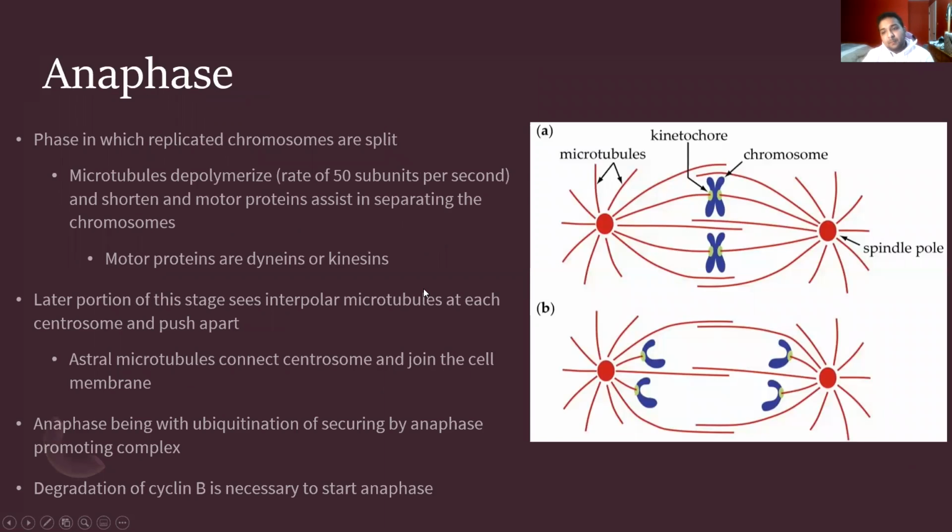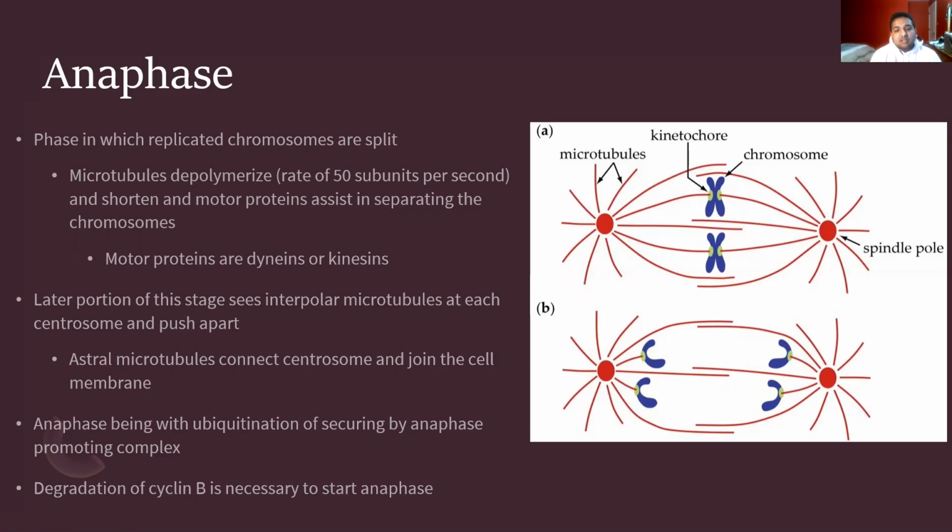Okay, anaphase. This is actually where we're going to see the chromosomes split into chromatids, or into their haploid variants. So what's happening is these microtubules are actually depolymerized. They are polymers, and they depolymerize at a rate of 50 subunits per second to shorten them, and then to actually separate the chromosomes, because there is some force required there, because they are connected through bonds. Motor proteins help rip them apart. The motor proteins are dyneins or kinesins.